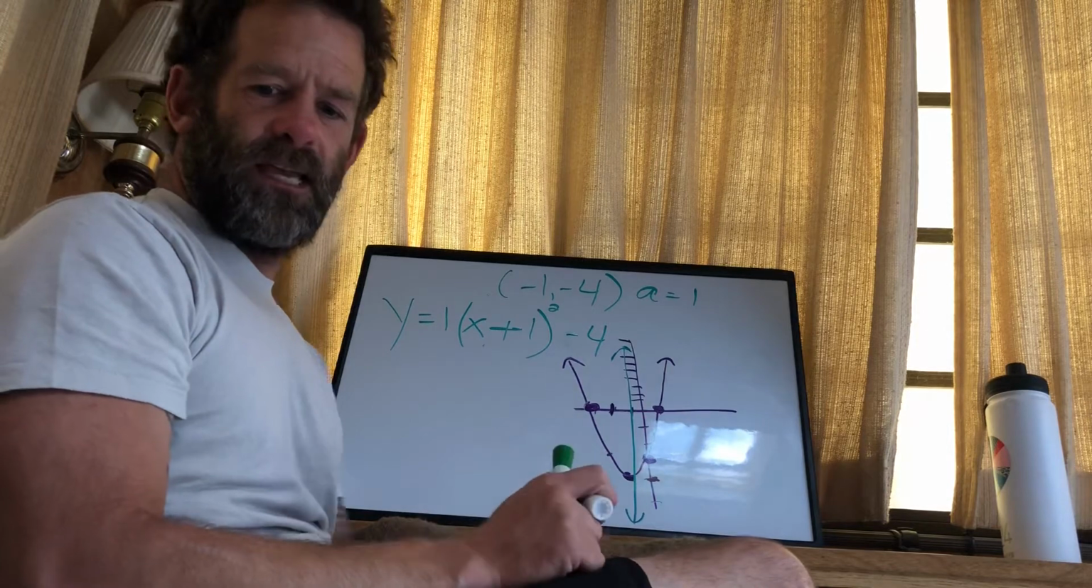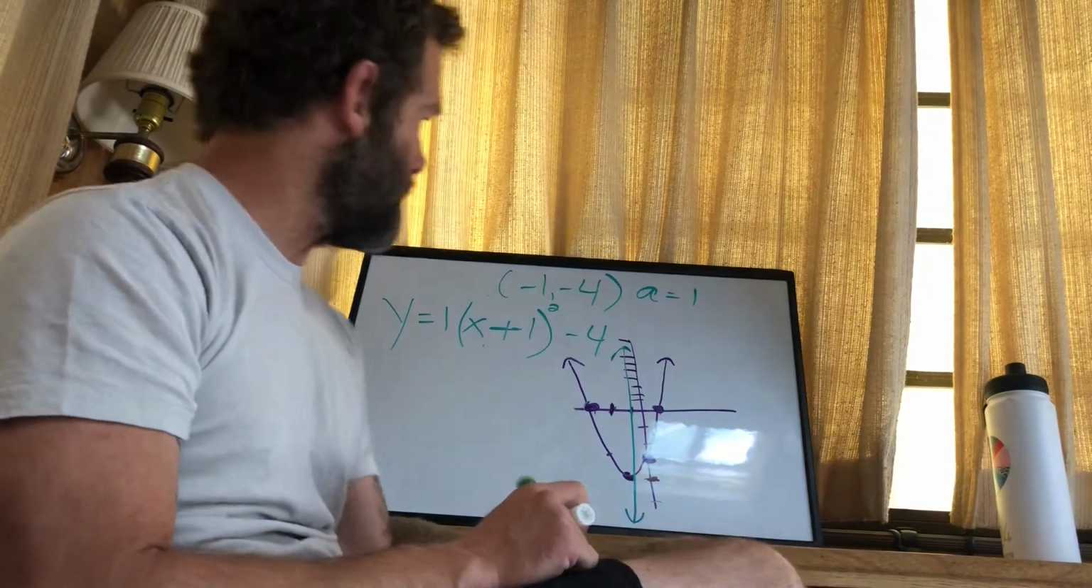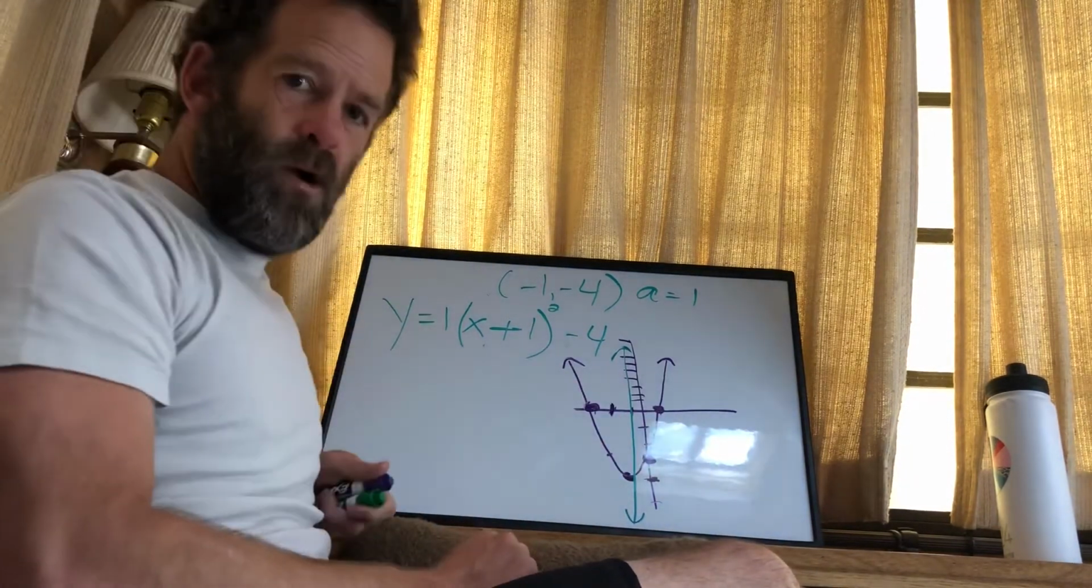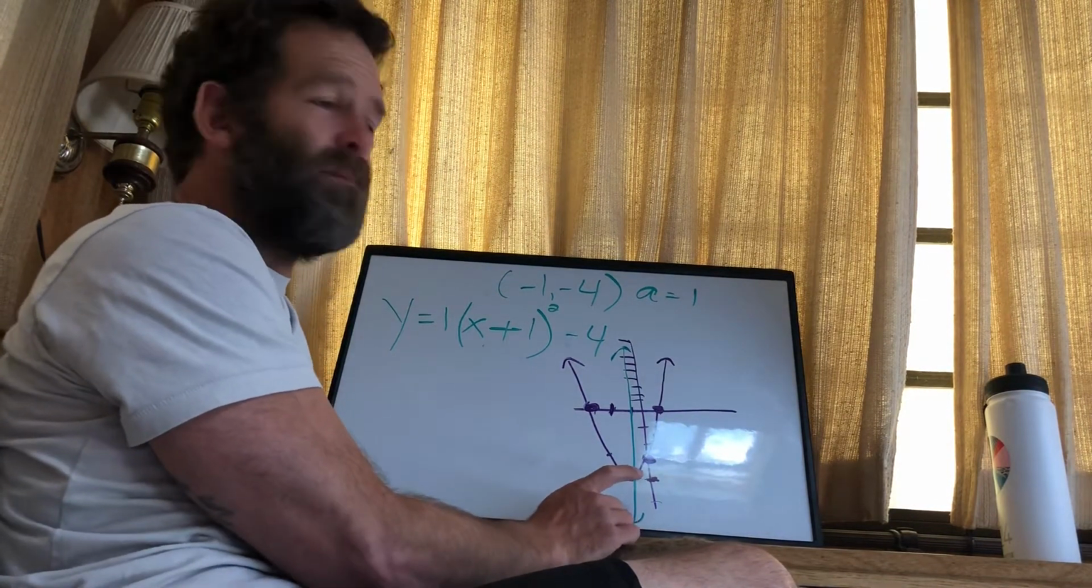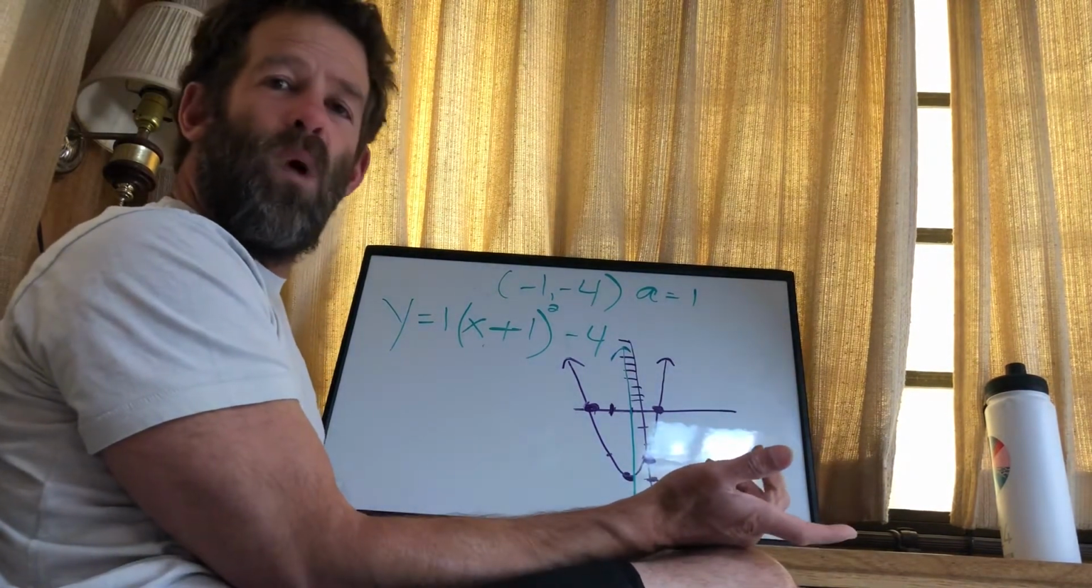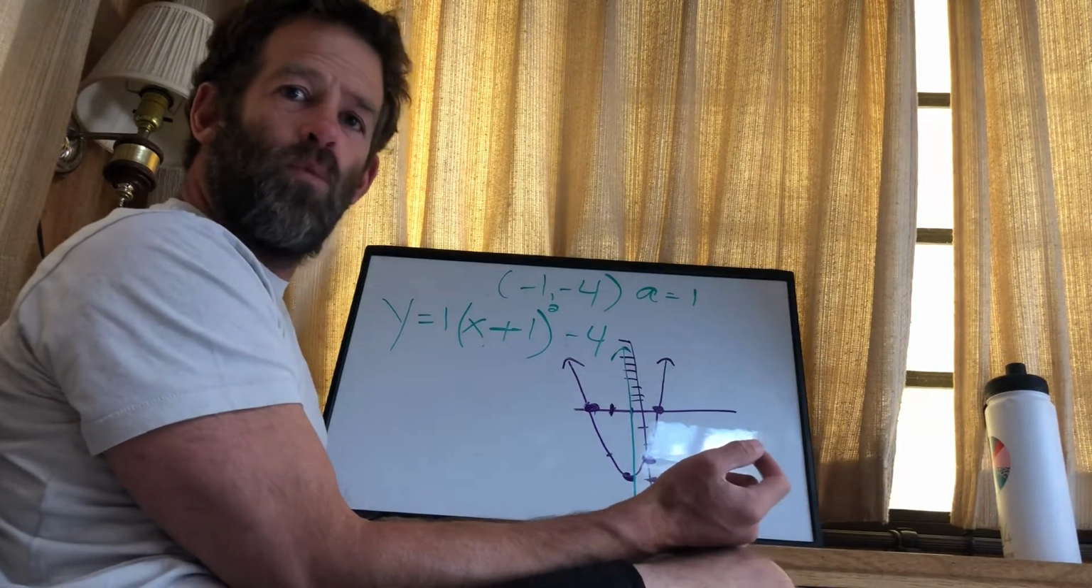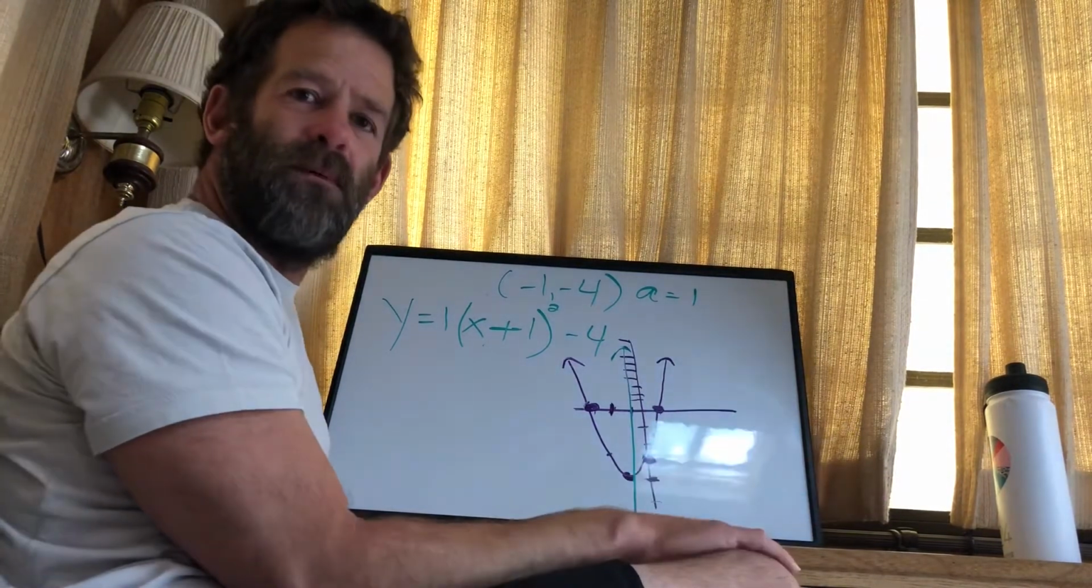What's your minimum or maximum value? Well, this has a minimum value. I don't know my maximum value. It's always referring to your y. What's your highest or lowest y on the graph? That's what your minimum or maximum value is.